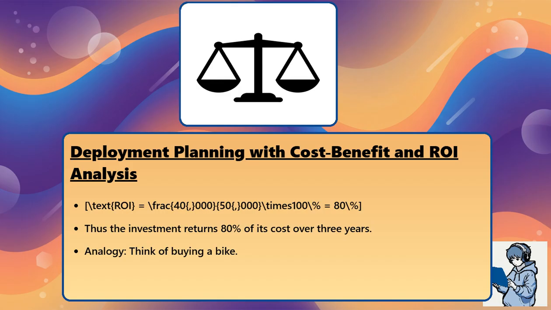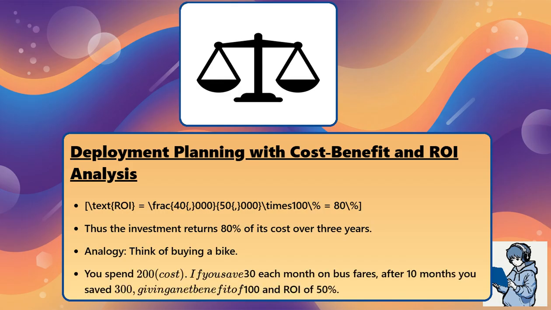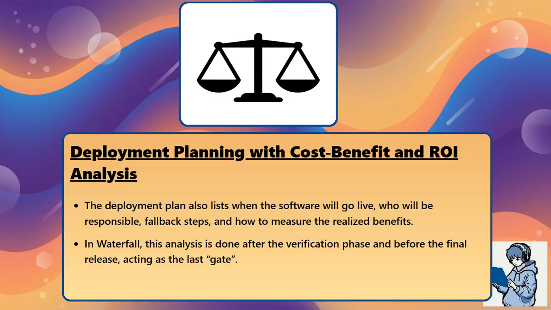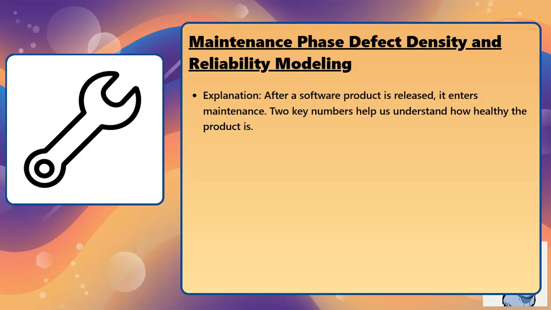Analogy: think of buying a bike. You spend $200, the cost. If you save $30 each month on bus fares, after 10 months you saved $300, giving a net benefit of $100 and ROI of 50%. The deployment plan also lists when the software will go live, who will be responsible, fallback steps, and how to measure the realized benefits. In Waterfall, this analysis is done after the verification phase and before the final release, acting as the last gate.